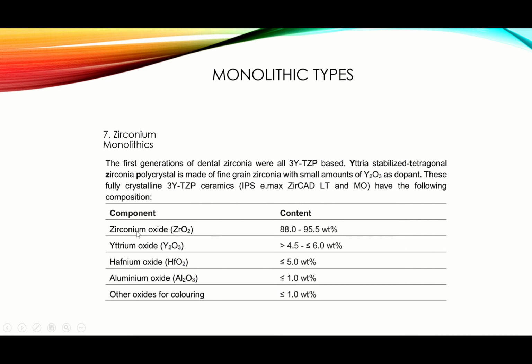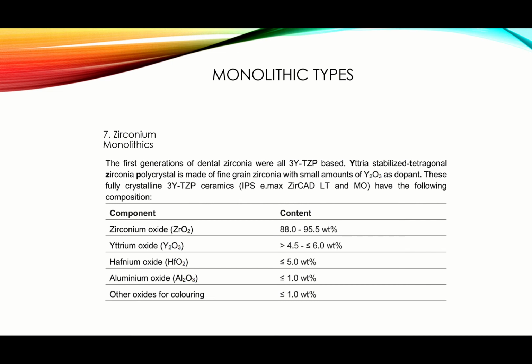So in other words, say that there is 90% zirconium oxide in the block. We want to know how much of this zirconium oxide, which is 90% of the block, is tetragonal, how much is cubic, how much is monoclinic, and what makes the physical properties of the zirconia different from one block to another.